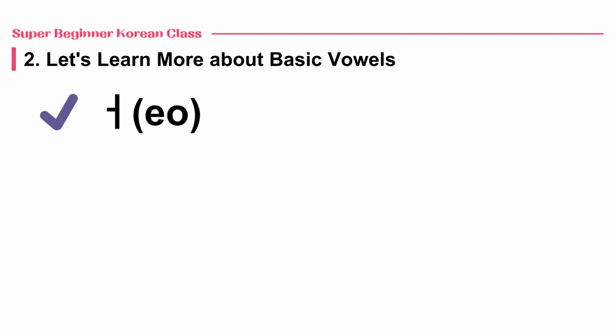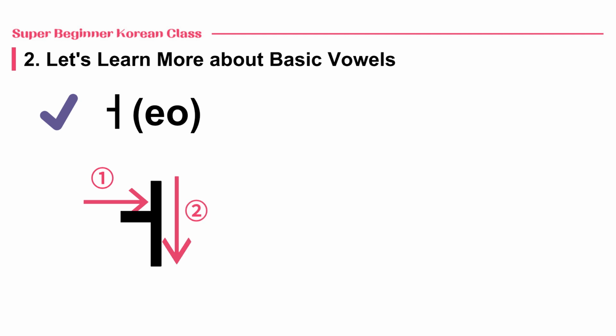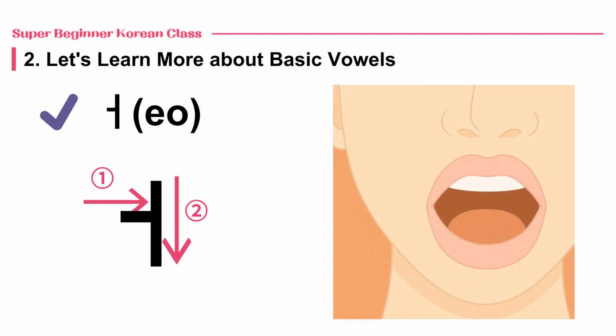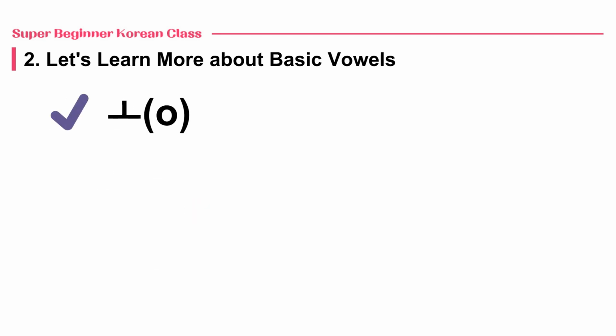Next vowel is A. To write A, draw a short line from left to right, then a vertical line from top to bottom. When you pronounce A, your mouth is a little less open than A, and your lips don't move forward. Let's say it together. A, A, A.